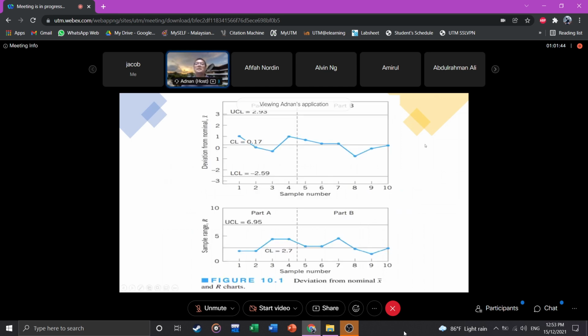All right, so this is the plot of the chart. We have A in this part, A on the left, B on the right. We are plotting the deviation, and we are plotting the sample range. We can still have a control chart here, but this is the DNOM control chart.